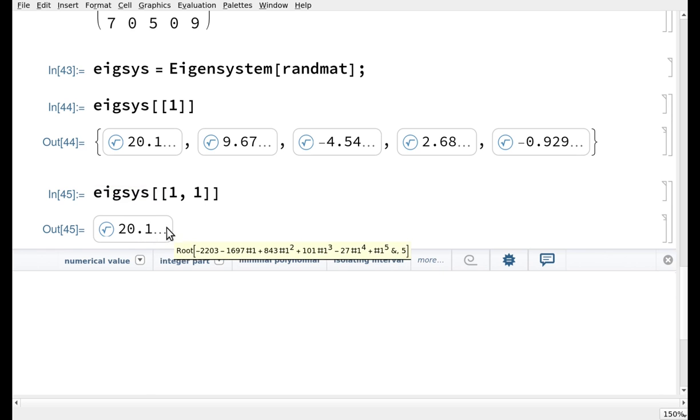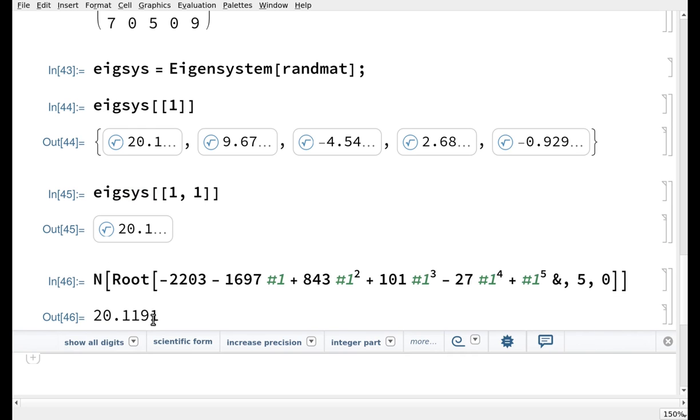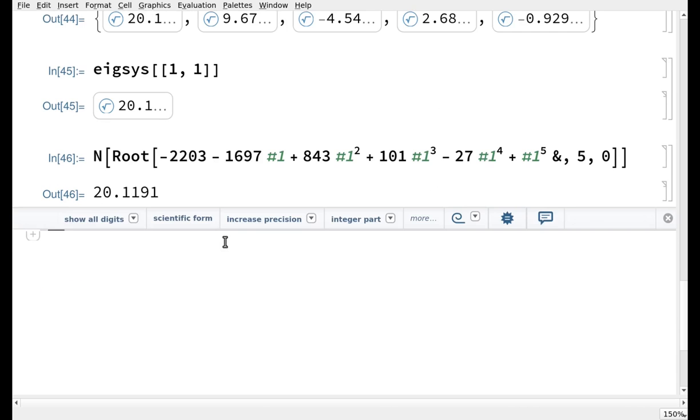Now, let me just take the numerical value. So it's 20.1191. Okay, so you can use this, or show all the digits. So you can use this optional bar to change the way something is displayed.